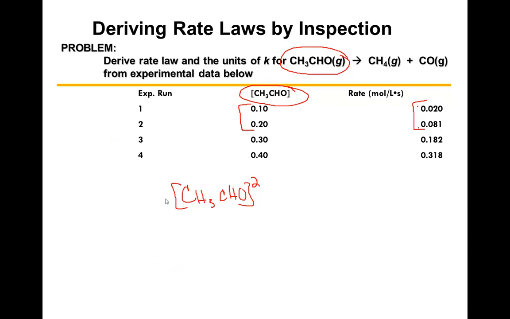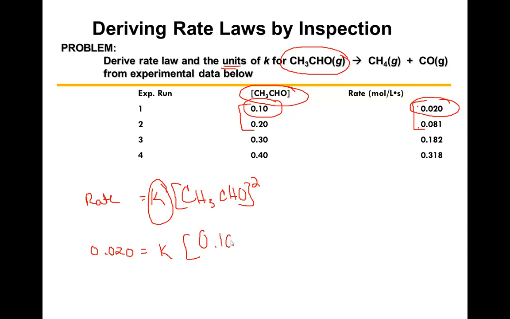Now to get the whole rate law, we also have a k here. It didn't ask for the k, although we could derive it. So rate, 0.020, is equal to the k times the concentration, 0.1, to the second power. That comes out to be 0.01.